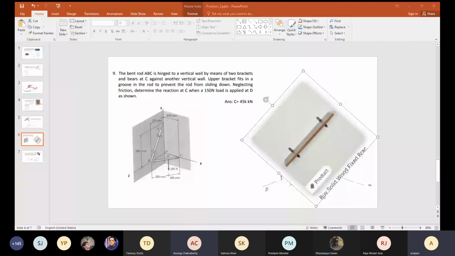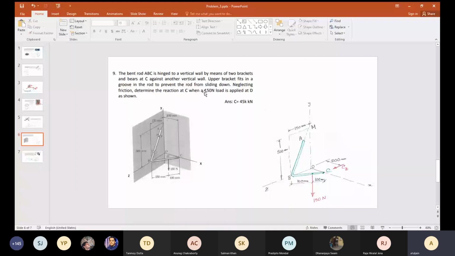So in this, moment is constant in two directions. This bracket at B will allow this to slide up and down along the axis, but not allow it to move in the two perpendicular directions. And here it is written that the upper bracket is in a groove to prevent the rod from sliding down. So if I want to draw the free body diagram, there are 3 reactions at A, 2 reactions at B.